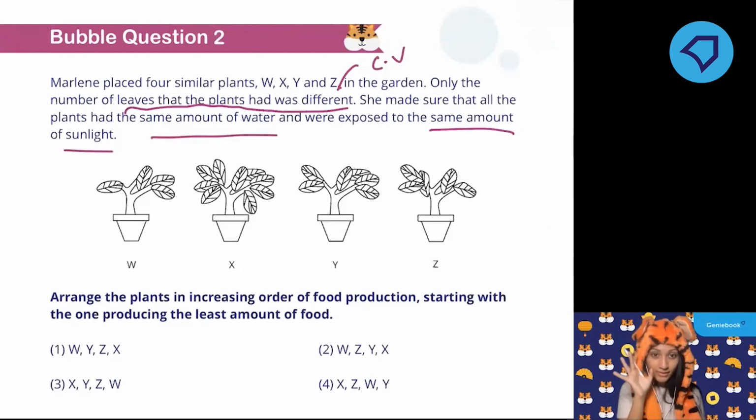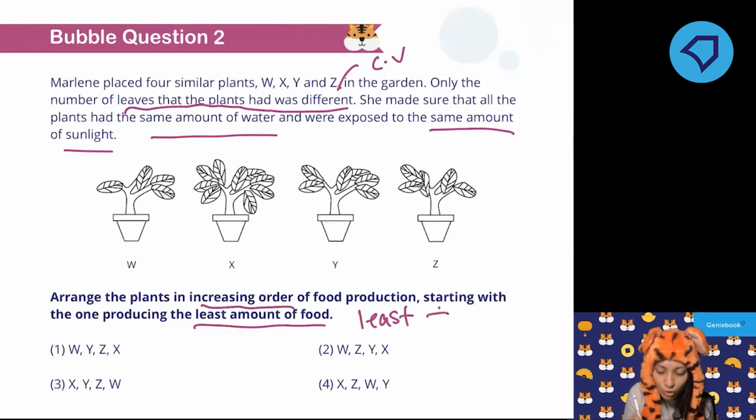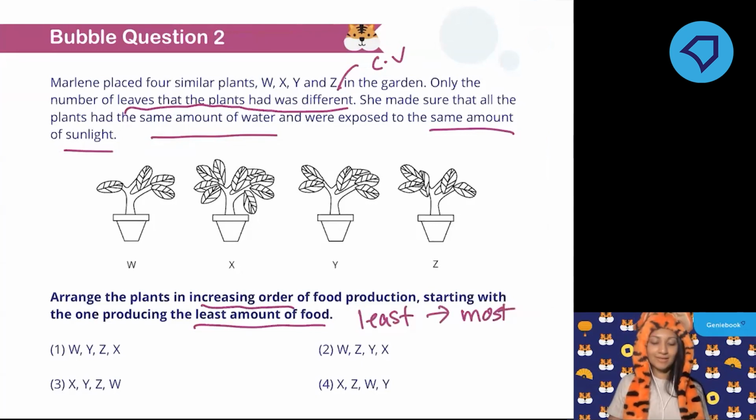So you must open your eyes wider and count the number of leaves, and then tell me which plant will make the most amount of food and which plant will make the least amount of food. And you have to arrange them in increasing order. Meaning start off with the least amount of food, so from least to most. Increasing order, another word they will use is ascending. Ascending means from small to big. The opposite would be descending. Decreasing, the word they use for decreasing will be descending.